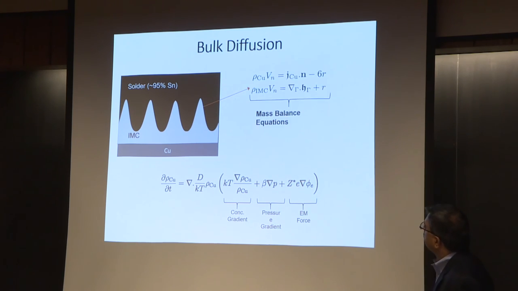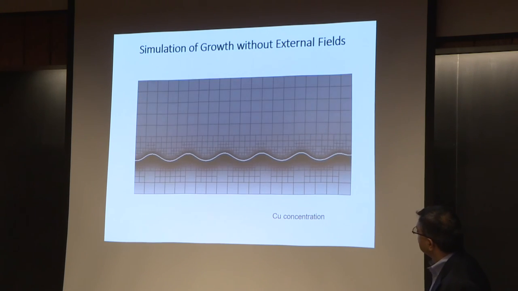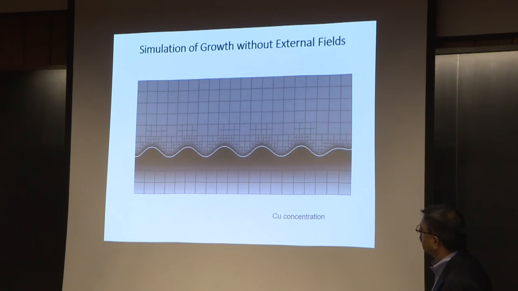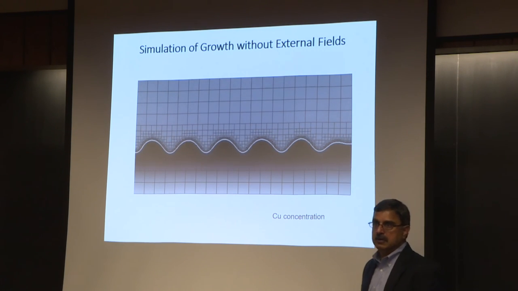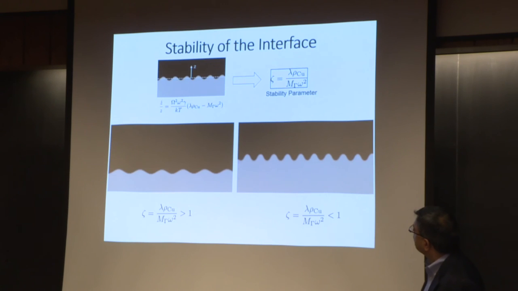So these are the governing equations. I'm going to skip through this. And this is the interfacial simulation. What you're seeing here, the color code, is really the concentration of copper. Okay, and I'm going to skip through this.